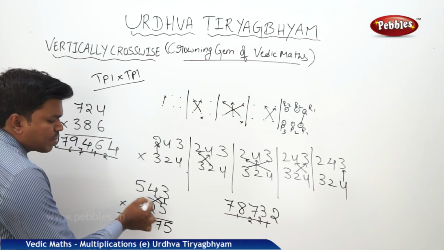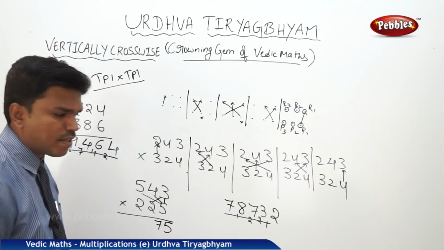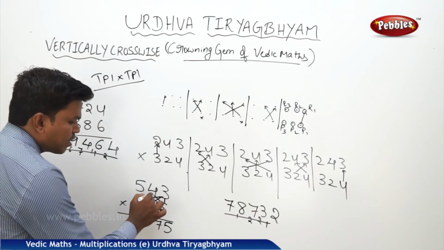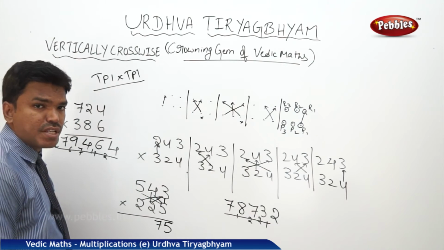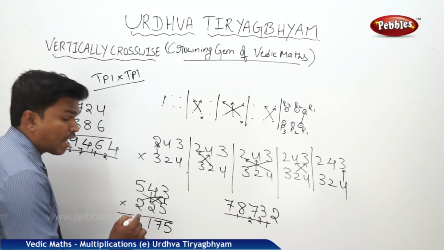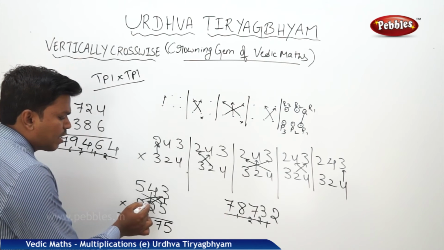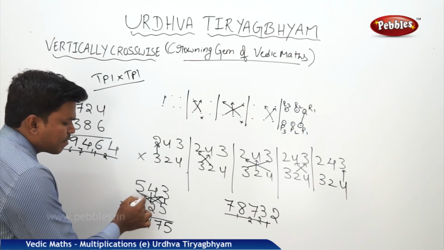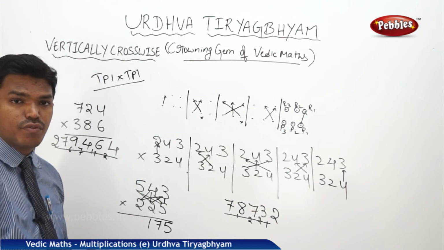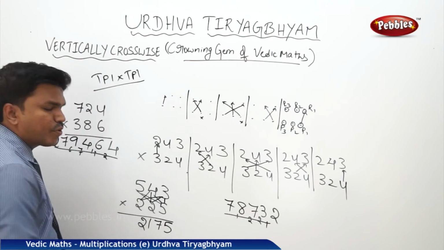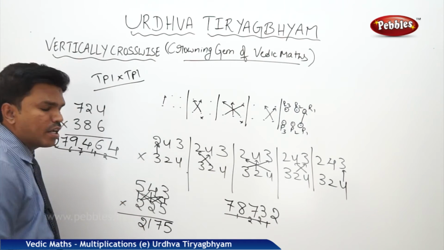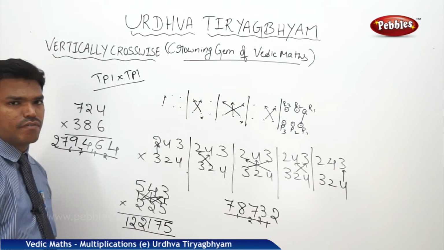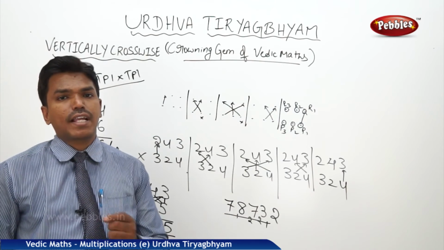Next, 5 5s are 25 plus 2, 27. 27 plus 6, 33. 33 plus 8, 41. So dropping 1, carry 4 in the mind. Next, 5 2s are 10. 10 plus 4, 14. 14 plus 8, 22. So drop 2, carry 2. Finally, 5 2s are 10. 10 plus 2, 12. So your answer is 122175.